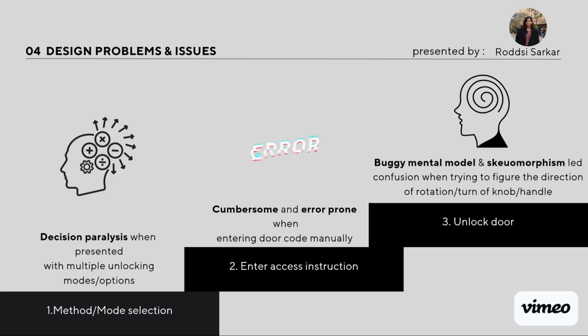Now, you might wonder, how did we define the nature of these problems? We were analyzing by looking at cumbersome, error-prone, buggy mental models, biases, degrees of trust, and as you can see in the slide, we have taken some of these, the specific three of which we will talk about next. First, if we look at this particular portion, we observe decision paralysis when the guest premeditates the method to unlock the door.